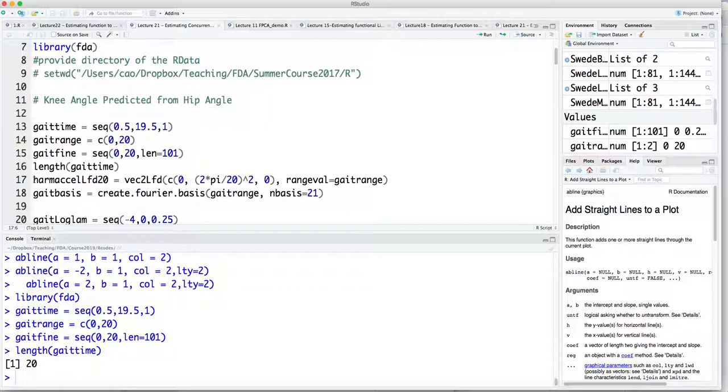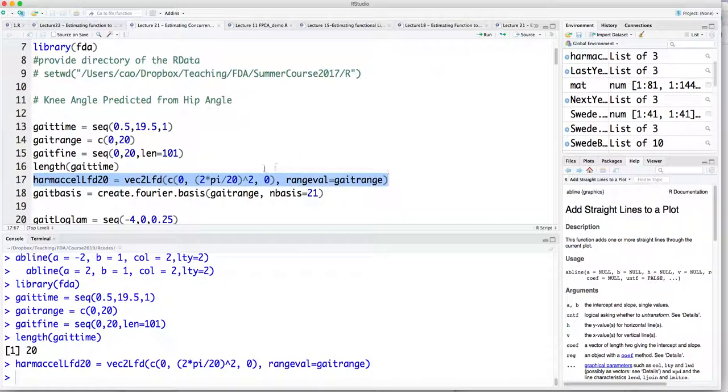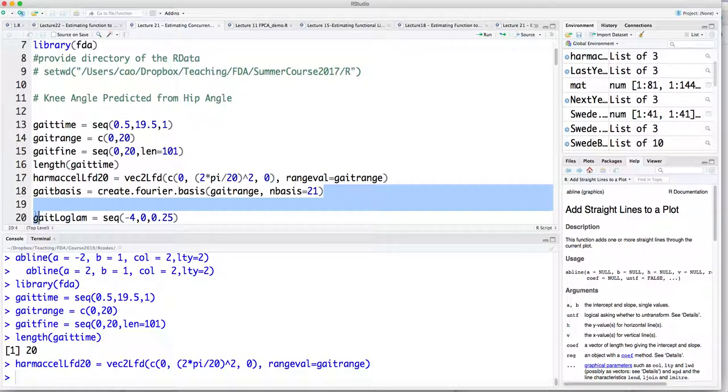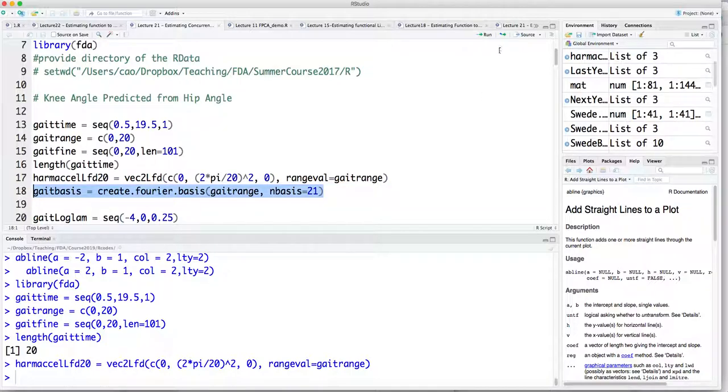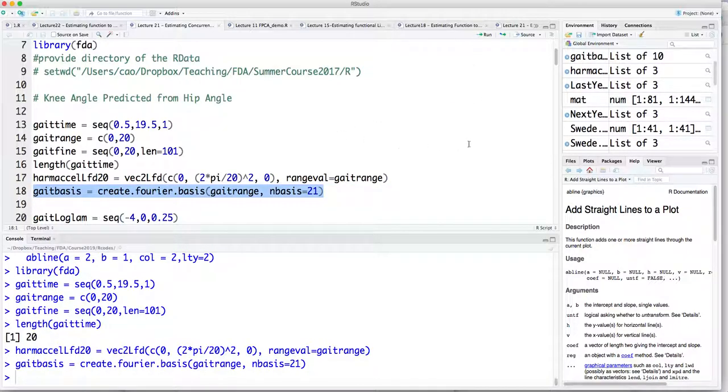Okay. And when we do the estimation, we also have to define the smoothing penalty. So here the roughness penalty will be defined by the harmonic acceleration differential operator. This is how we define the harmonic acceleration differential operator for periodic functions. And then we created 21 Fourier basis functions.